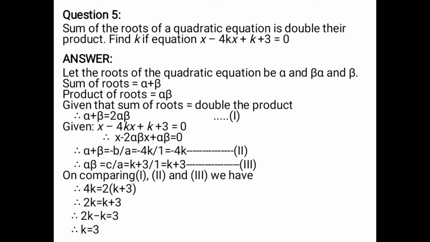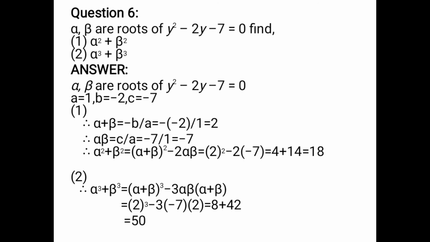Then 2 multiplied, shifting to the right hand side, the left hand side is divided. 2 2s are 4, therefore 2k is equal to k plus 3. 2k minus k is equal to 3, therefore k is equal to 3.